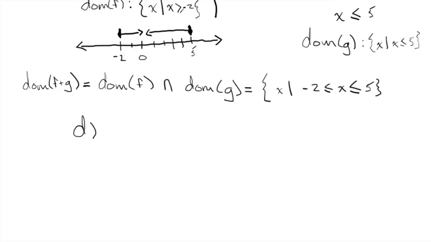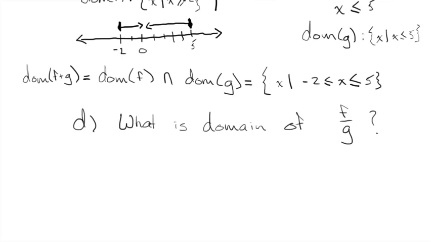What is the domain of f divided by g? It's almost the same, right? Remember, for f divided by g it's the intersection of the two sets, but we have to remember that g at x cannot be 0. So you would just determine where g is 0. So when does g at x equal 0?